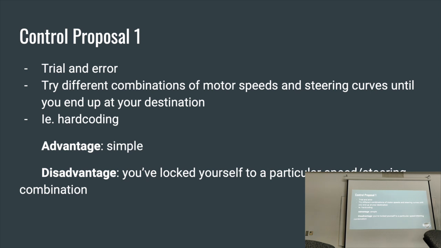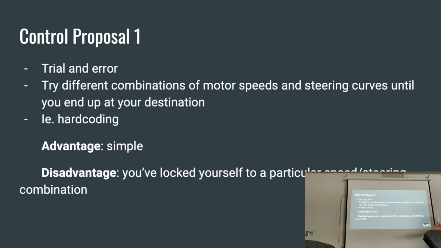If you had a couple of hours and you had to present something, then you can do it pretty easily. I've done it myself. The disadvantage, though, is that you've locked yourself to a particular speed and steering combination, right? If I go any faster, if I go any slower, if I want to do a sharper turn, I can't really do that. I've hard coded it to a particular speed at a particular steering angle.